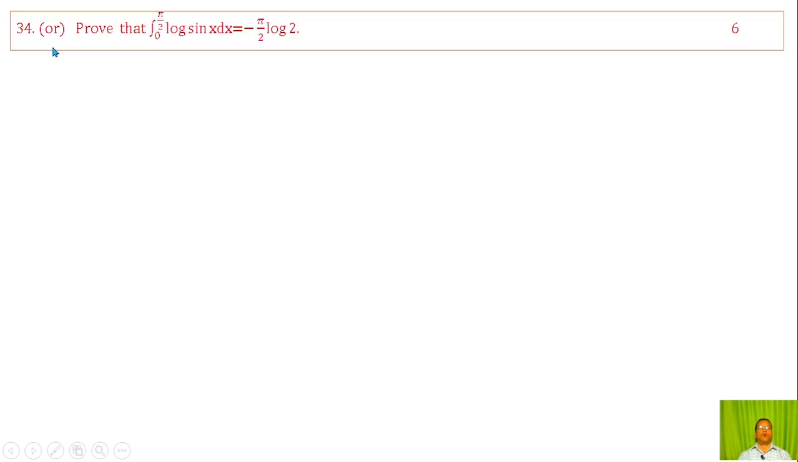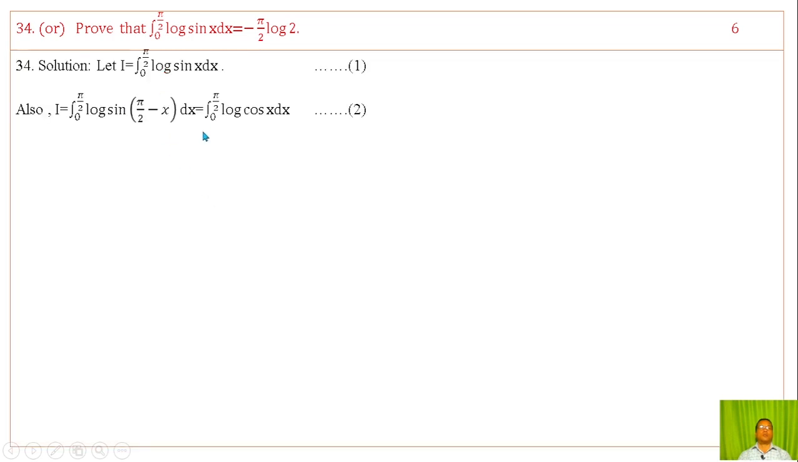Question number 34. Prove that the integral of log of sin x dx between 0 to pi by 2 is equal to minus pi by 2 log 2. Let I equal to this. Also, I equal to this.